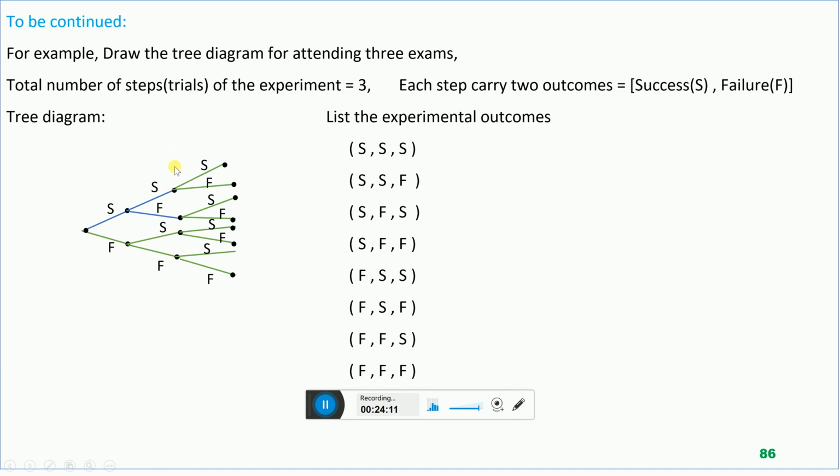Now we will further draw the third exam. So the third exam also carries 2 outcomes. So when the third exam, the third step of the experiment, carries 2 outcomes, we will further extend the first outcome of the second step into 2 outcomes.